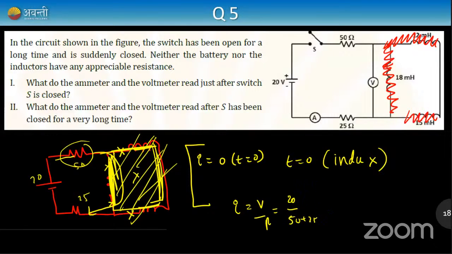So do it as homework. Try to read this very slowly, very clearly, and try to solve this as homework. Okay, guys? So this completes the chapter.